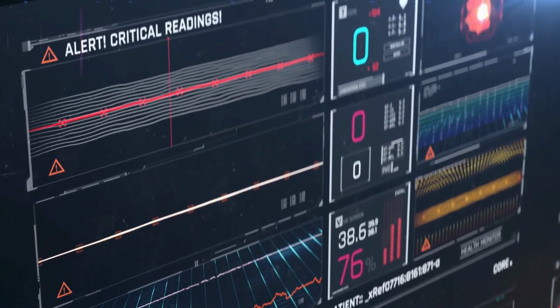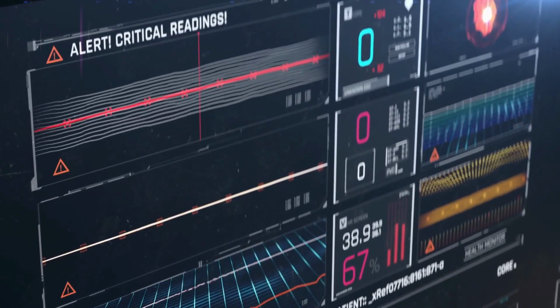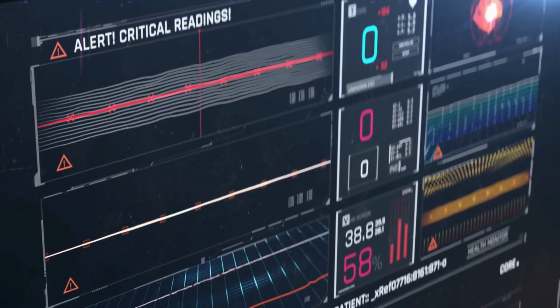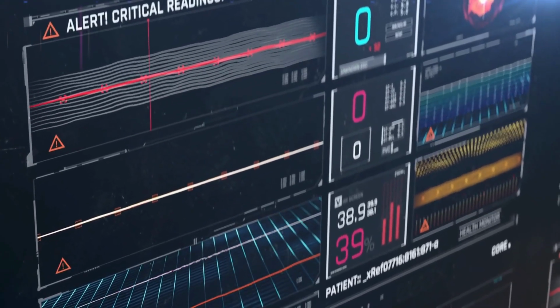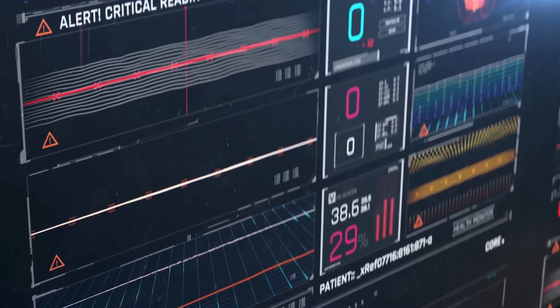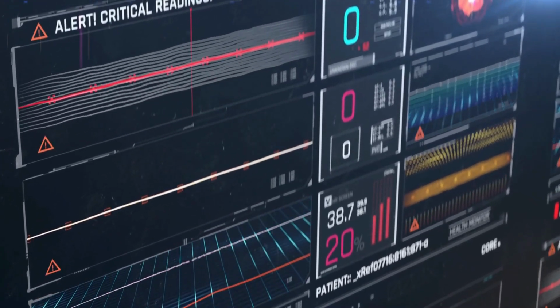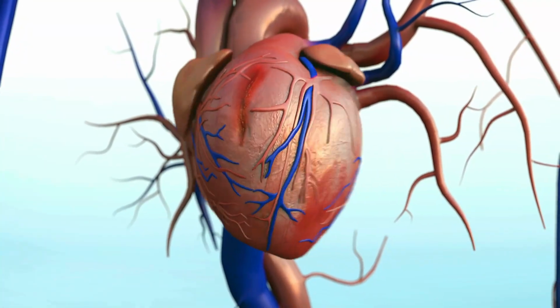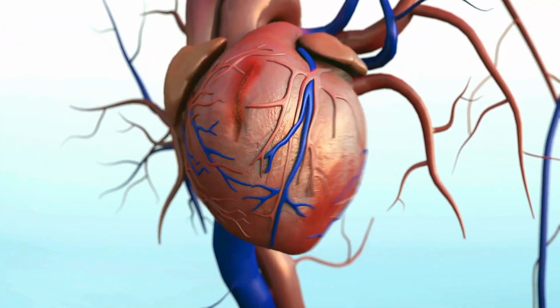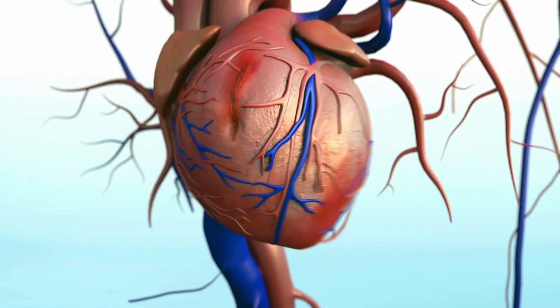Fatigue and weakness. When the heart is not able to supply oxygen-rich blood to organs and tissues, the person will feel tired and weak. Fast or irregular heartbeat, arrhythmia, can be a sign of heart failure. Persistent coughing and wheezing. Persistent coughing or wheezing, especially when lying down, can be a sign of fluid buildup in the lungs.